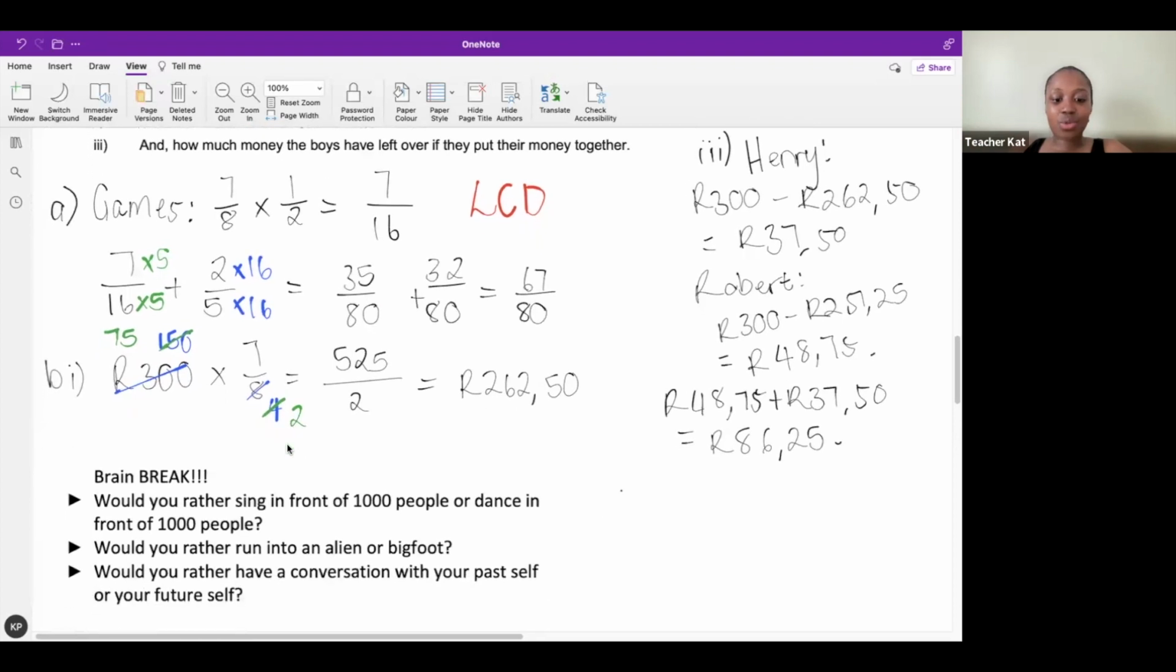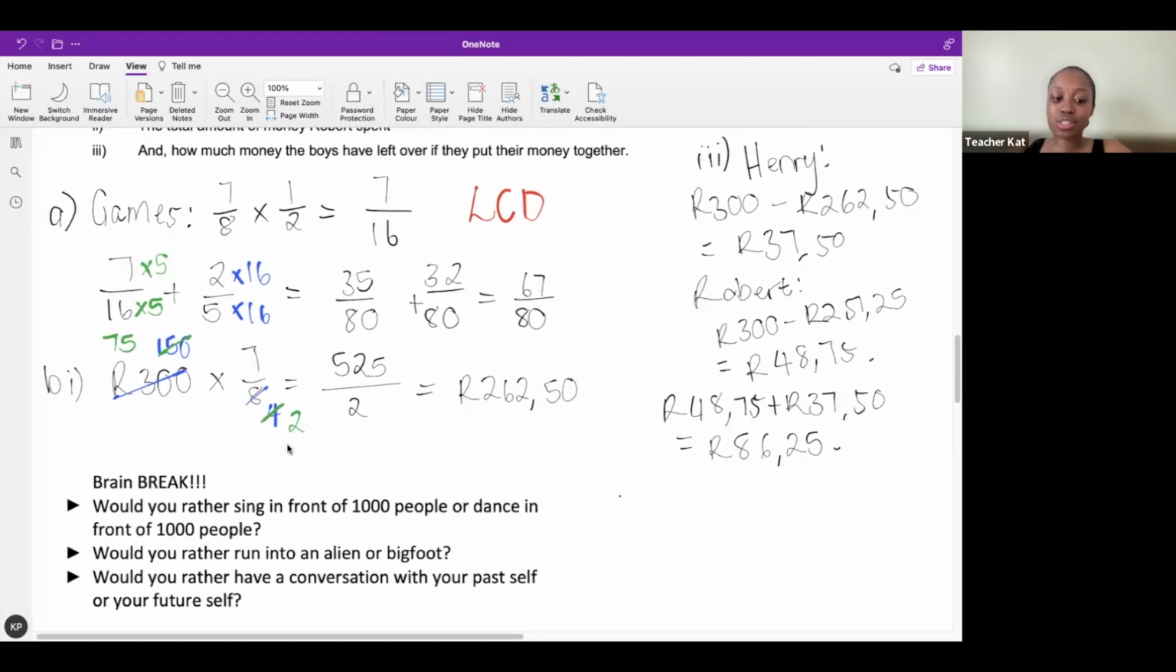Okay, the last one. Would you rather have a conversation with your future self or with your past self? This is an interesting one. Future, says Mini. What would you say, guys? I'm so curious to know what you would say. What would you say? Or would you ask something? What would you say to your future self? Or what would you ask?